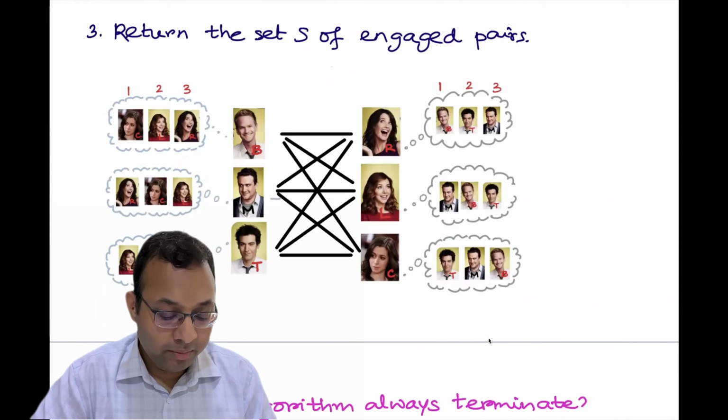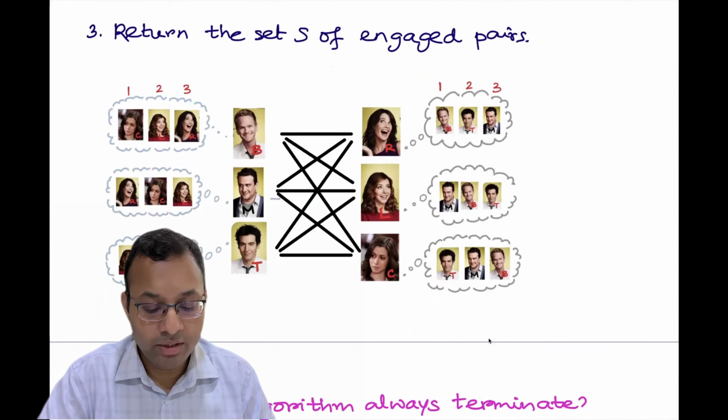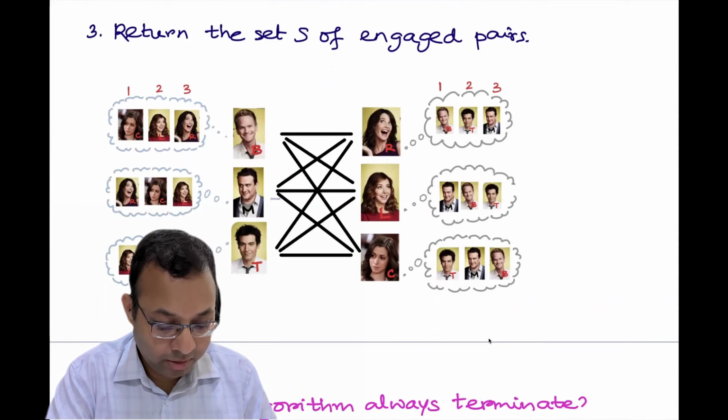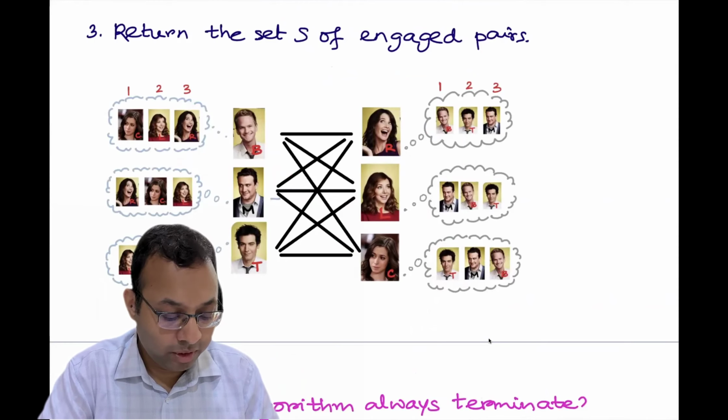So we have Bernie, Marshall, and Ted, and they have their preferences. And similarly, Robin, Lily, and Christian, denoted by R, L, C, and B, M, T, and their preferences. Now let's match. So let's say the men propose. Bernie first proposes to Christian, and she is available now. So this will be a match.